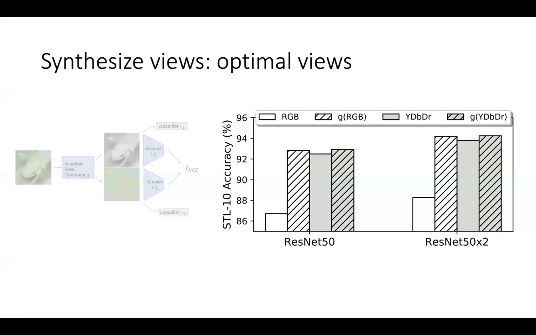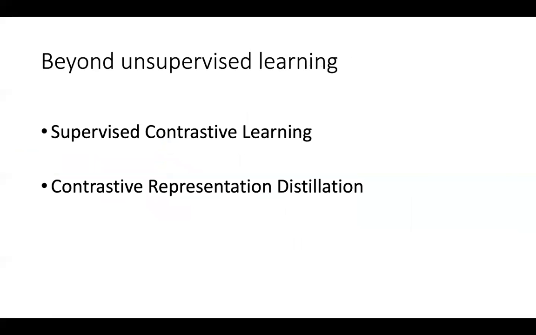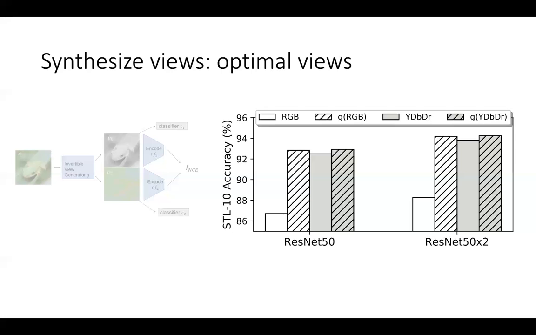And at the same time, you can also have the input to be YDbDr, and you perform contrastive learning on top of YDbDr, or you learn two views on top of the YDbDr input and perform contrastive learning on the learned two views. And this gives you this gray bar. You can see the learned views can be better than the original input. Okay, so that's the InfoMin principle.